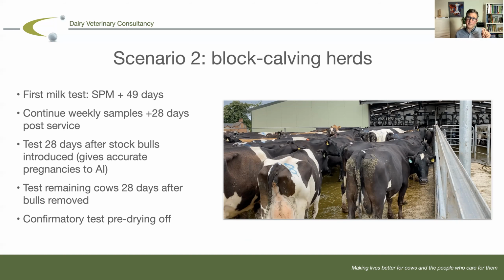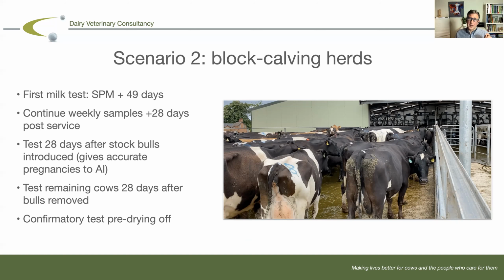Because again, if you do your pregnancy test at that stage, you will know which of your cows are in calf to AI. So this is 28 days after the stock bulls go in. Do a herd pregnancy test and you will know which ones are in calf to AI. And that is going to give you very accurate pregnancies to your 2 or 3 cycles, depending on how many cycles you continue to do AI for.